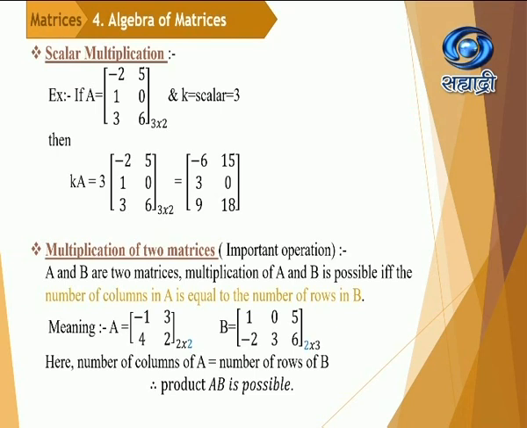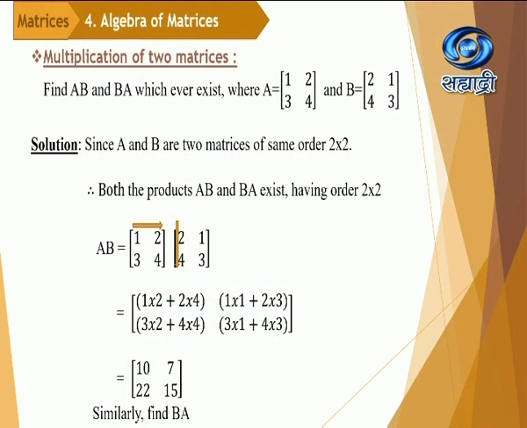If the matrix multiplication is possible, then these two matrices are conformable for matrix multiplication. You can easily check whether the number of columns of matrix A is equal to the number of rows of matrix B. Here A is a 2 cross 2 order matrix and B is a 2 cross 3 order matrix. So number of columns equals number of rows and therefore matrix multiplication, or product AB, is possible. Whenever you have to find a product, you have to check first of all whether the product is possible or not.